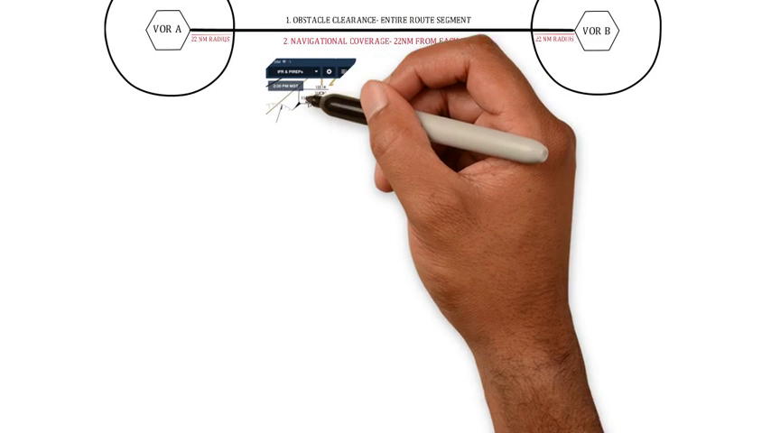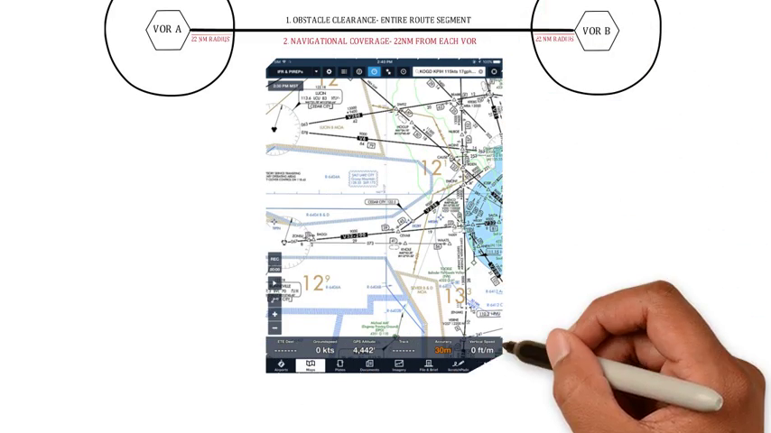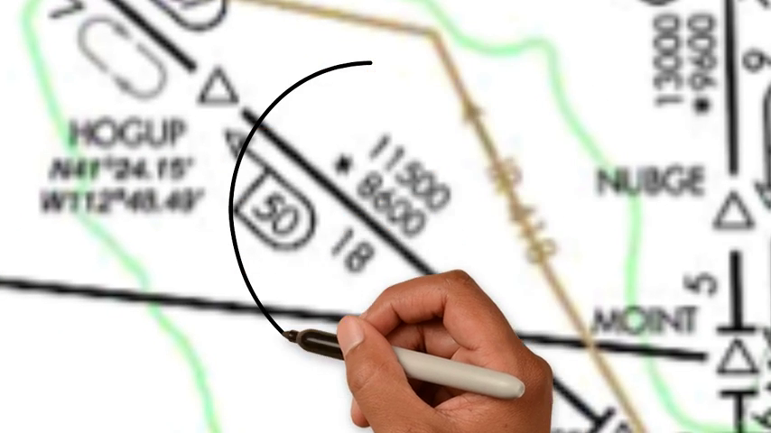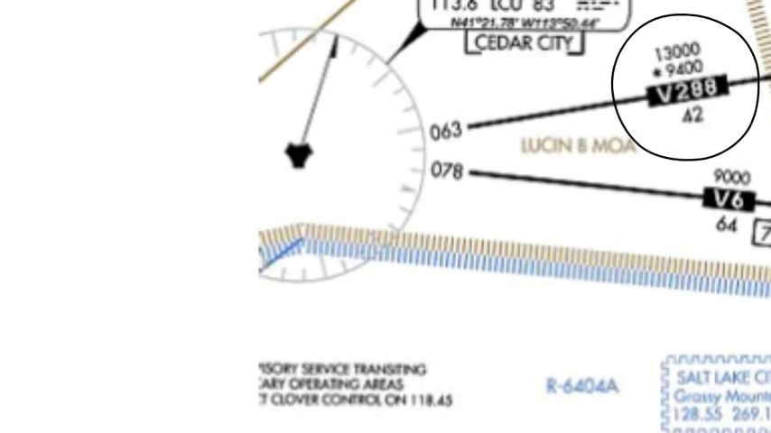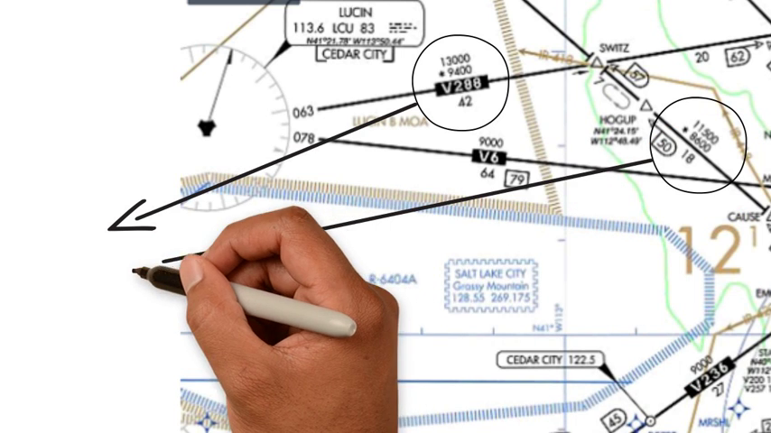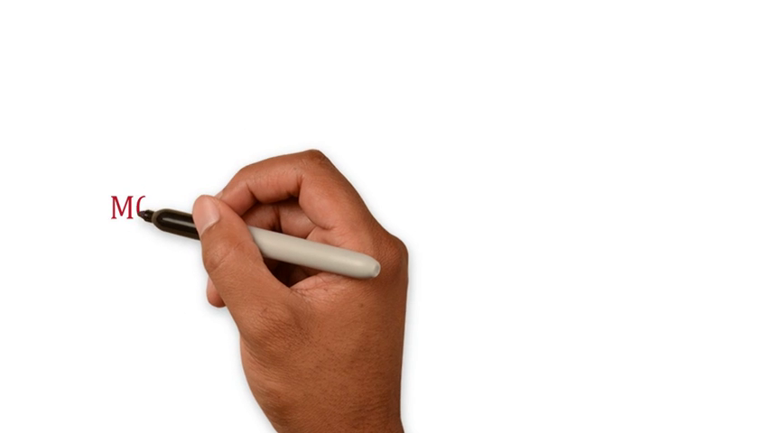Draw our map up, and we can point out what a MOCA looks like on the chart. So MOCAs are usually below MEAs with an asterisk next to them, and they're at lower altitudes. So we can see here these two altitudes that have asterisks next to them. These are MOCAs, or minimum obstruction clearance altitudes.